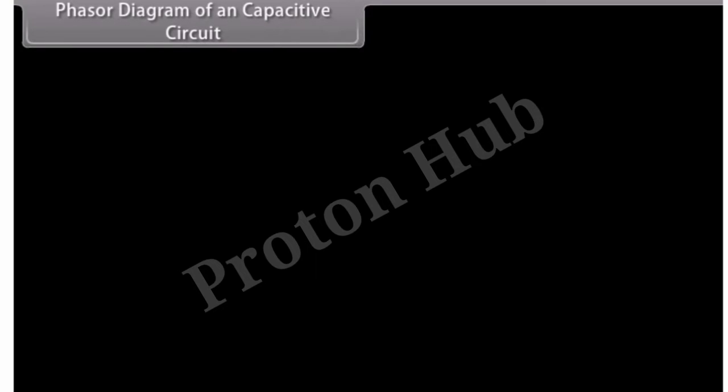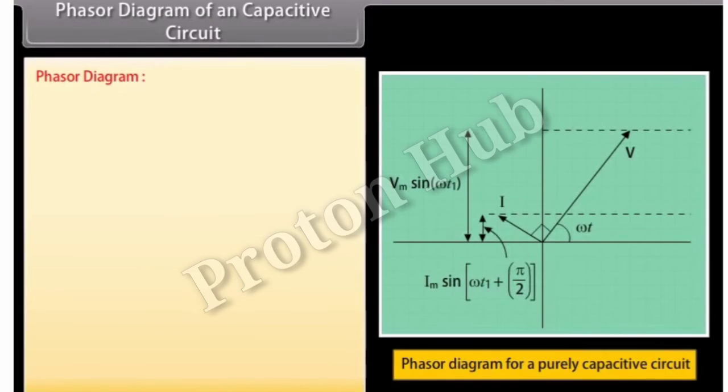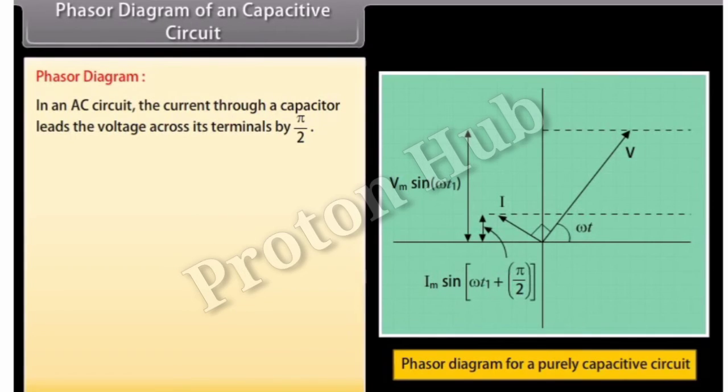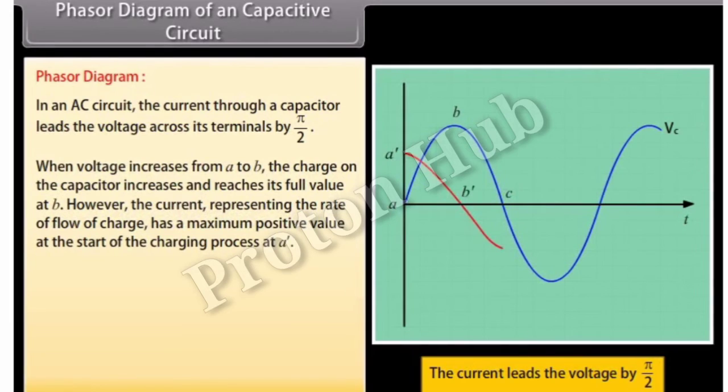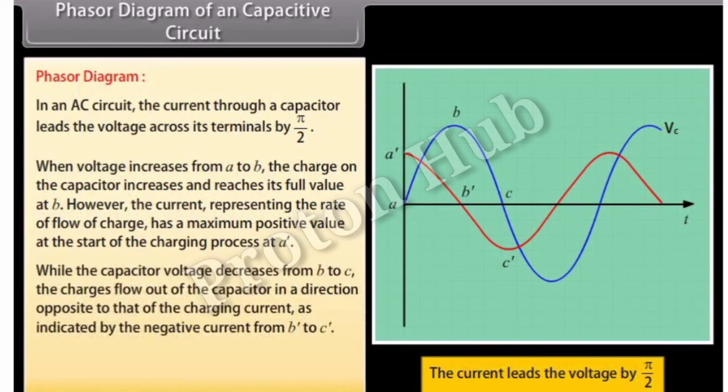Phasor diagram of a capacitive circuit. In an AC circuit, the current through a capacitor leads the voltage across its terminals by pi/2. When voltage increases from A to B, the charge on the capacitor increases and reaches its full value at B. However, the current, representing the rate of flow of charge, has a maximum positive value at the start of the charging process at A dash, while the capacitor voltage decreases from B to C.